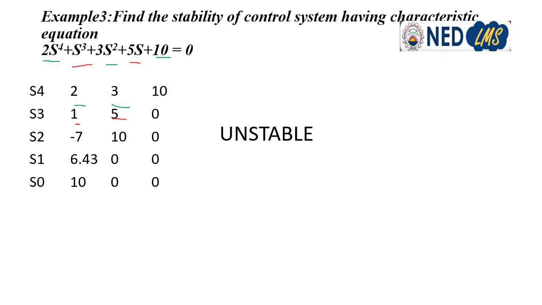So it is clear from here that although no power of s is missing and all the coefficients are positive, the system is unstable. So we use the Routh table to find the stability of the system, and we have found here that the system is unstable with two sign changes, that is two roots lie in the right half of the s-plane. So this is how we find the stability from the Routh table.